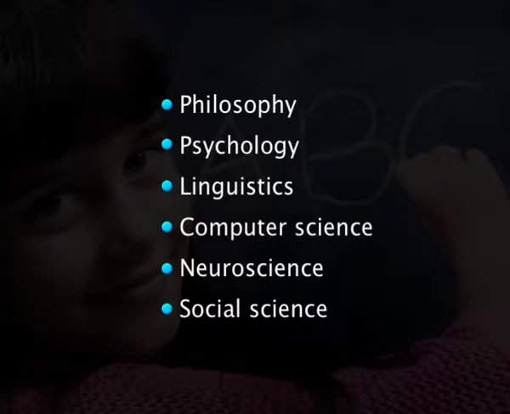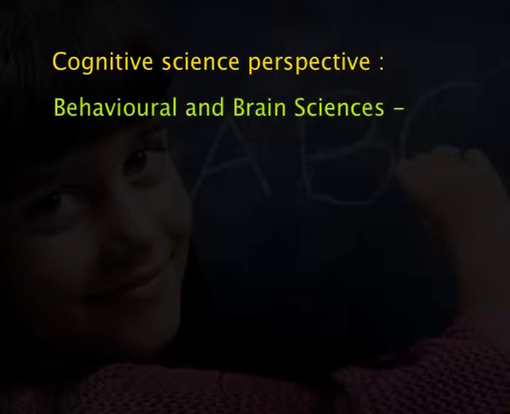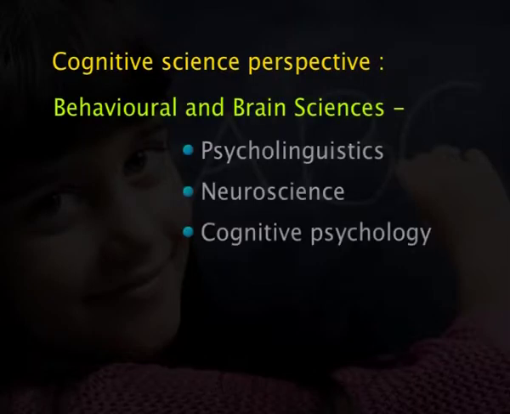As we have discussed earlier, cognitive science is an interdisciplinary approach, and the major disciplines involved in cognitive science are philosophy, psychology, linguistics, computer science, neuroscience and social science. We can group these disciplines in the following way. Fields that build cognitive science perspective are behavioral and brain sciences, including psycholinguistics, neuroscience and cognitive psychology.